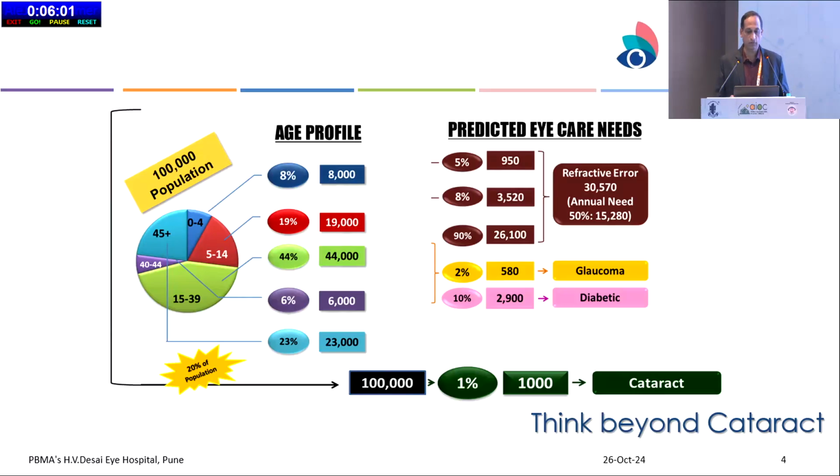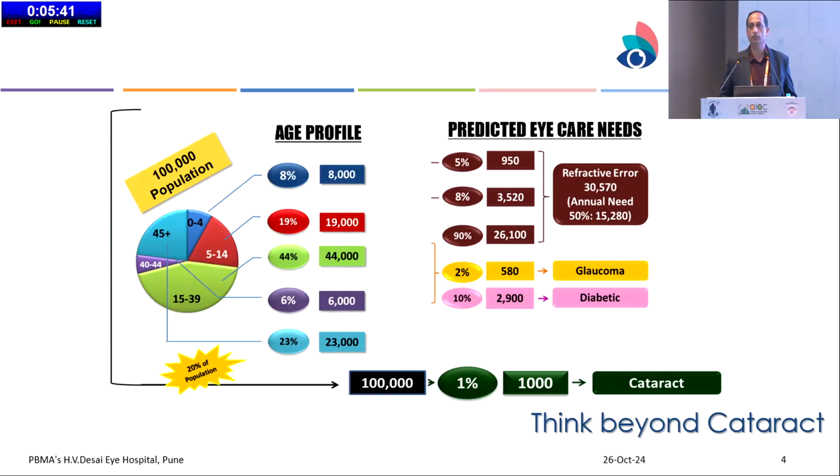Then of course, as you all know, cataract is the main cause of vision loss. Apart from that, there are glaucoma, diabetic retinopathy and refractive errors, and we have to think beyond cataract. Whenever you are doing a service, cataract everyone is doing, but what specialty your hospital is doing is also quite demanding.